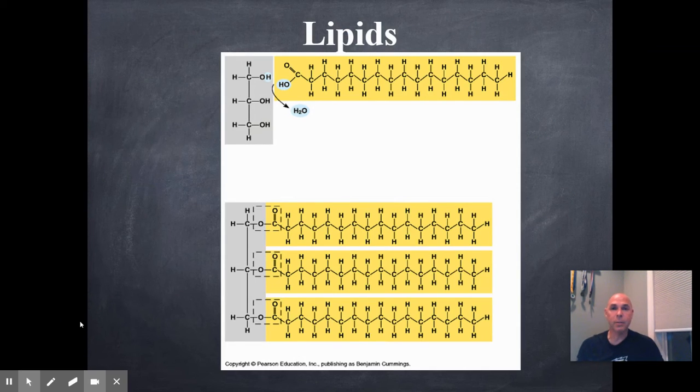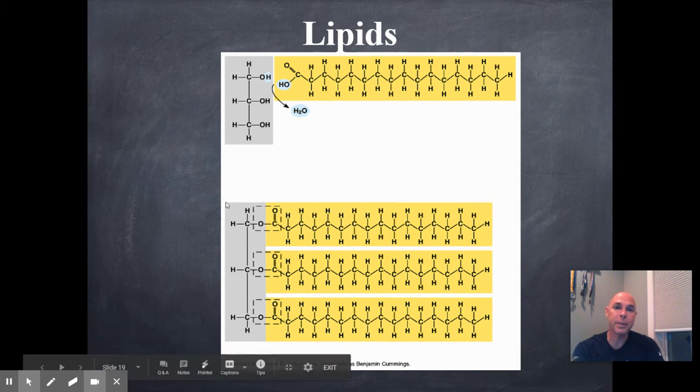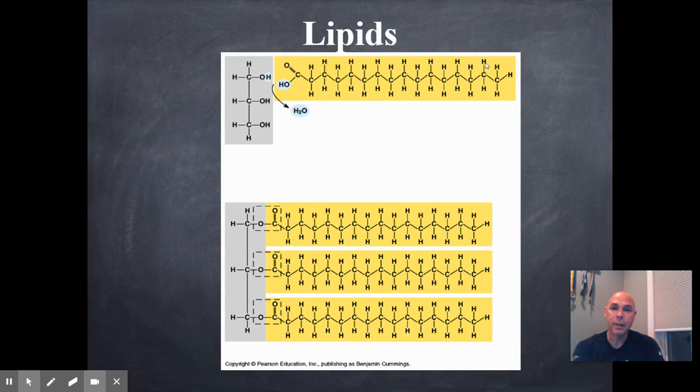So even though, again, we don't really have monomers building lipids, we do see some repeating structures. For example, this is the fatty acid chain I was mentioning, where you can see one carbon bonded to another carbon in a long chain here. And notice that there are hydrogen atoms surrounding the carbon atoms.